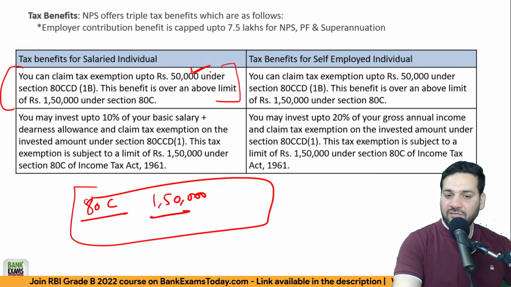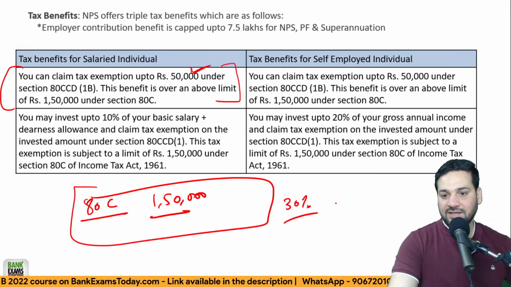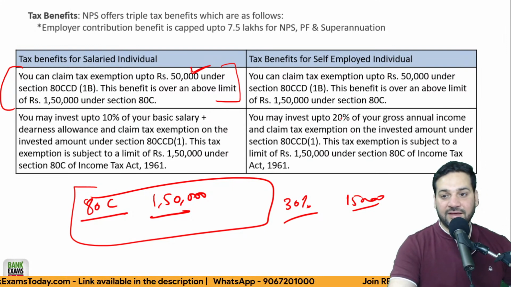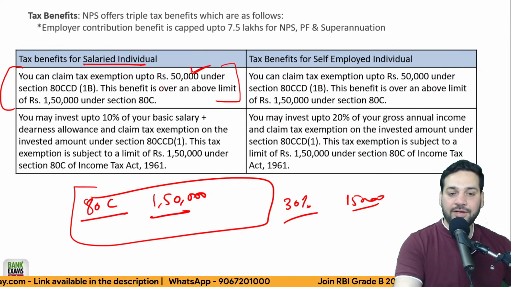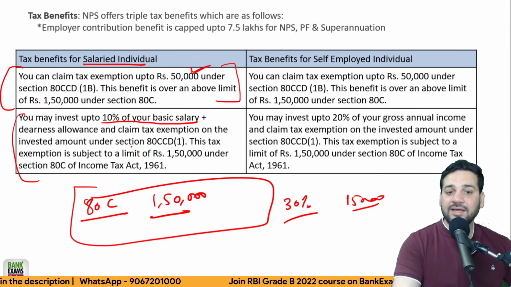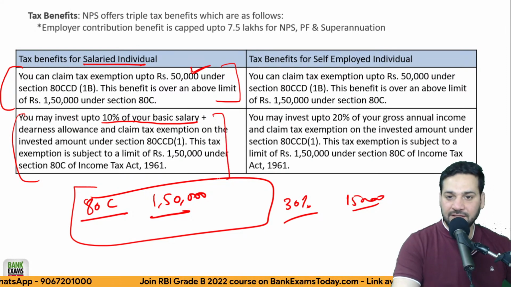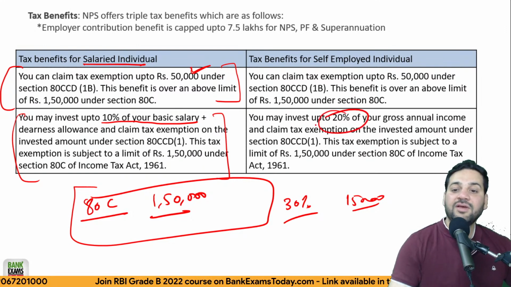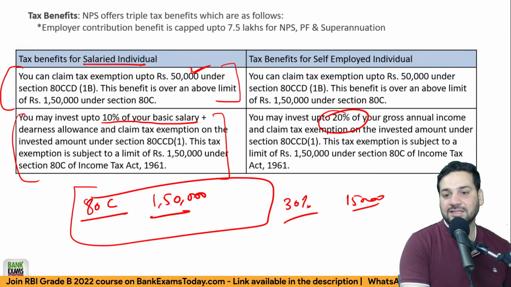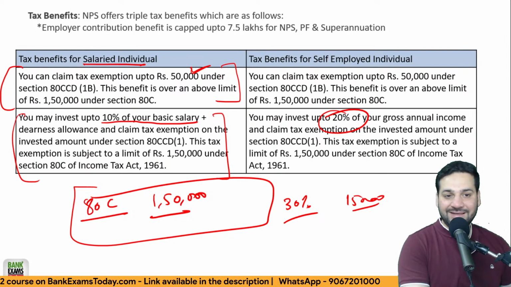So this 50,000, if you are under the 20 or 30% tax slab, that much money you save, like 15,000. A lot of money you are saving here. If you are a salaried employee, then you may invest up to 10% of your basic salary plus DA, and claim tax exemption on the invested amount under 80CCD. But if you are self-employed, you can invest up to 20% of your gross annual income, and then you can claim the tax exemption under section 80CCD. So 50,000 benefit is there.